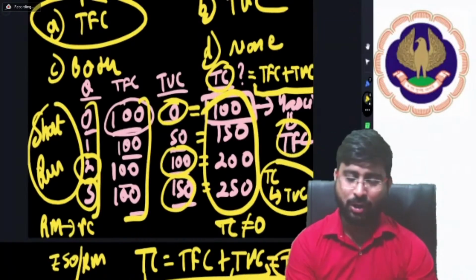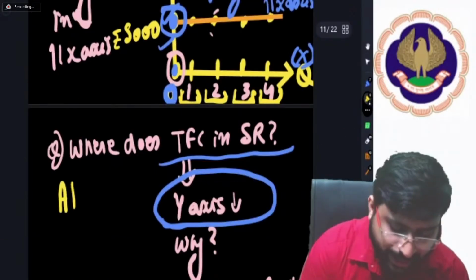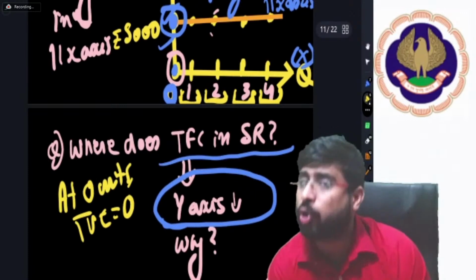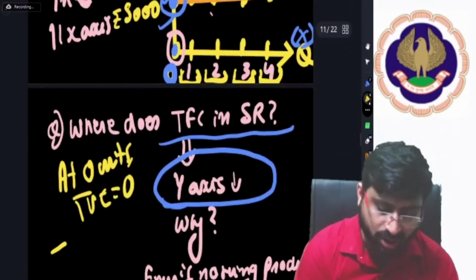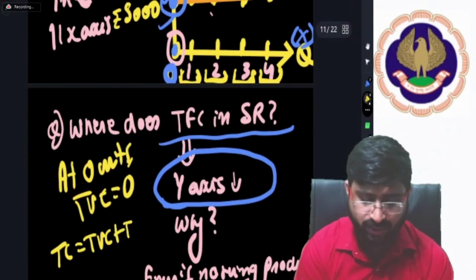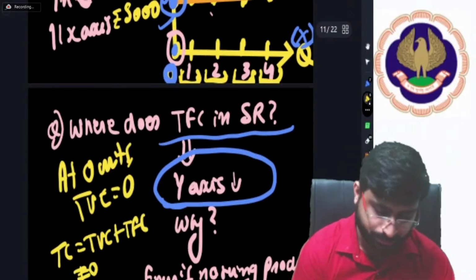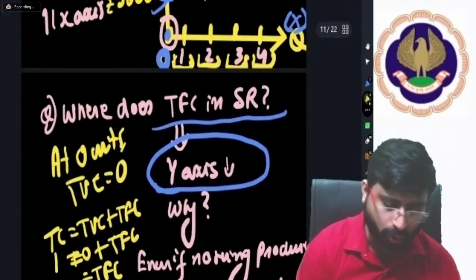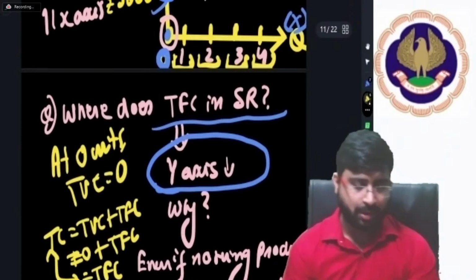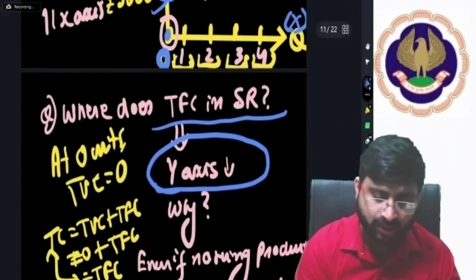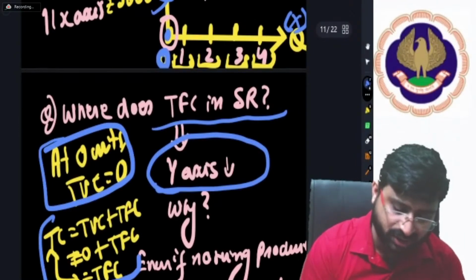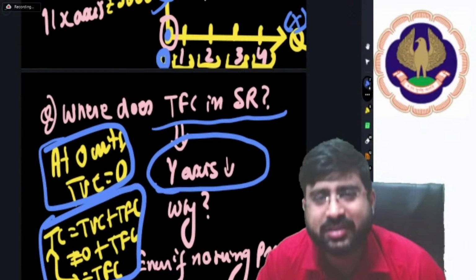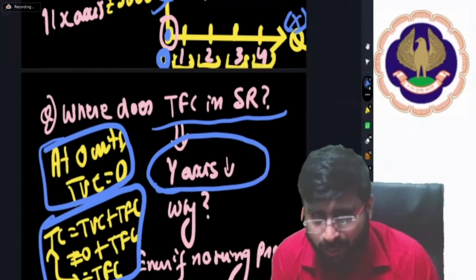So write it down, everybody. When nothing is produced at 0 units, obviously there will be no total variable cost because there is no raw material. But what is total cost? Total cost equals TVC plus TFC equals 0 plus TFC equals TFC. So total cost equals total fixed cost. My dear friends, I hope it's crystal clear. Yes or no, please. So at 0 units, TVC is 0. Friends, is that crystal clear? Come on, guys.